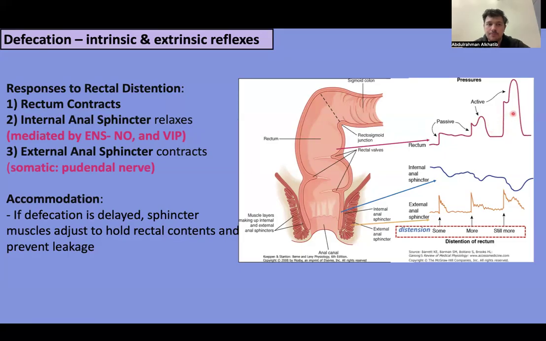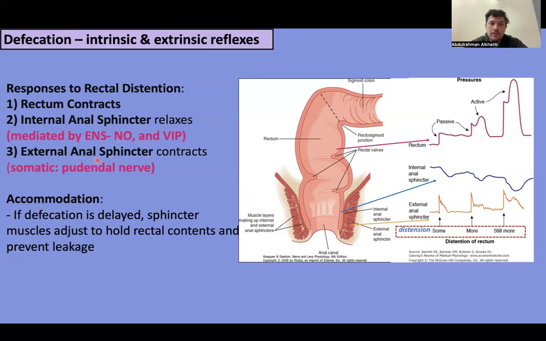Secondly, in response to distension, the internal anal sphincter will relax, and it's demonstrated by this graph right here. The internal anal sphincter will relax, mediated by our enteric nervous system. The enteric nervous system will release nitric oxide and vasoactive intestinal peptide. Remember this. The external anal sphincter, which is under our voluntary control, will contract in response to rectal distension, right?